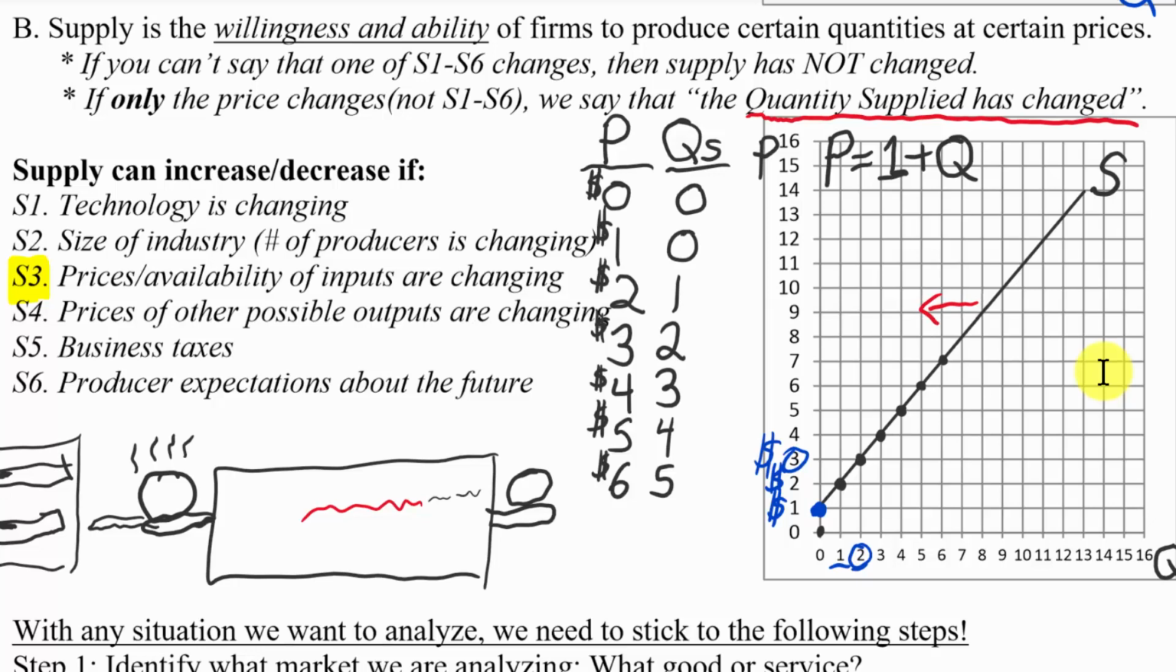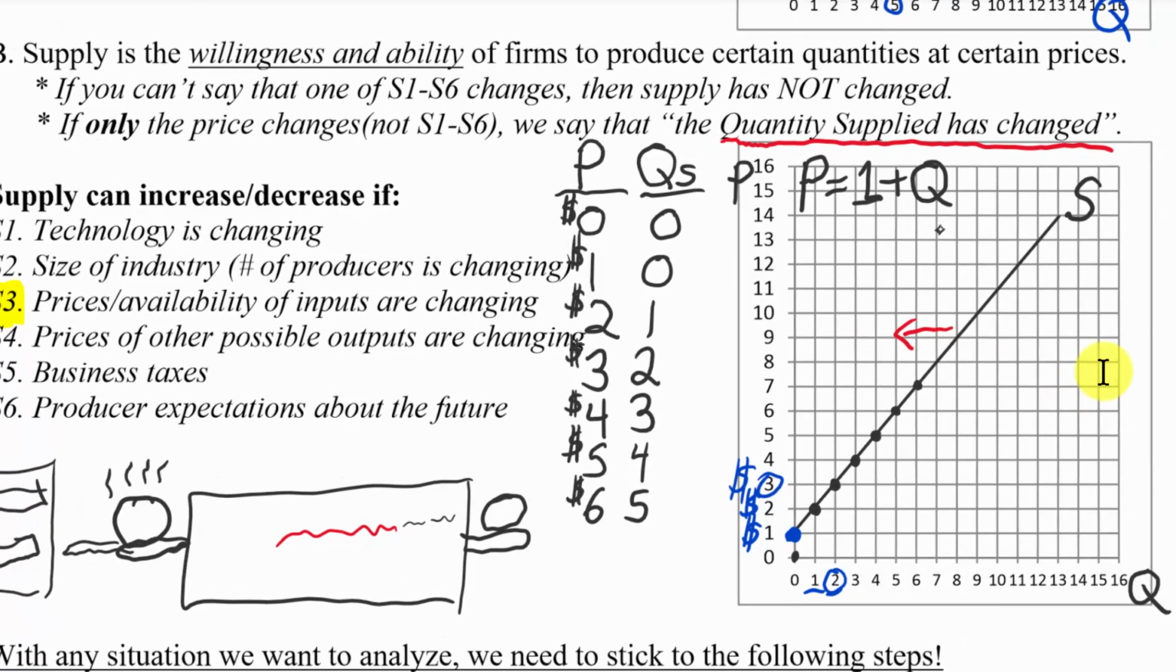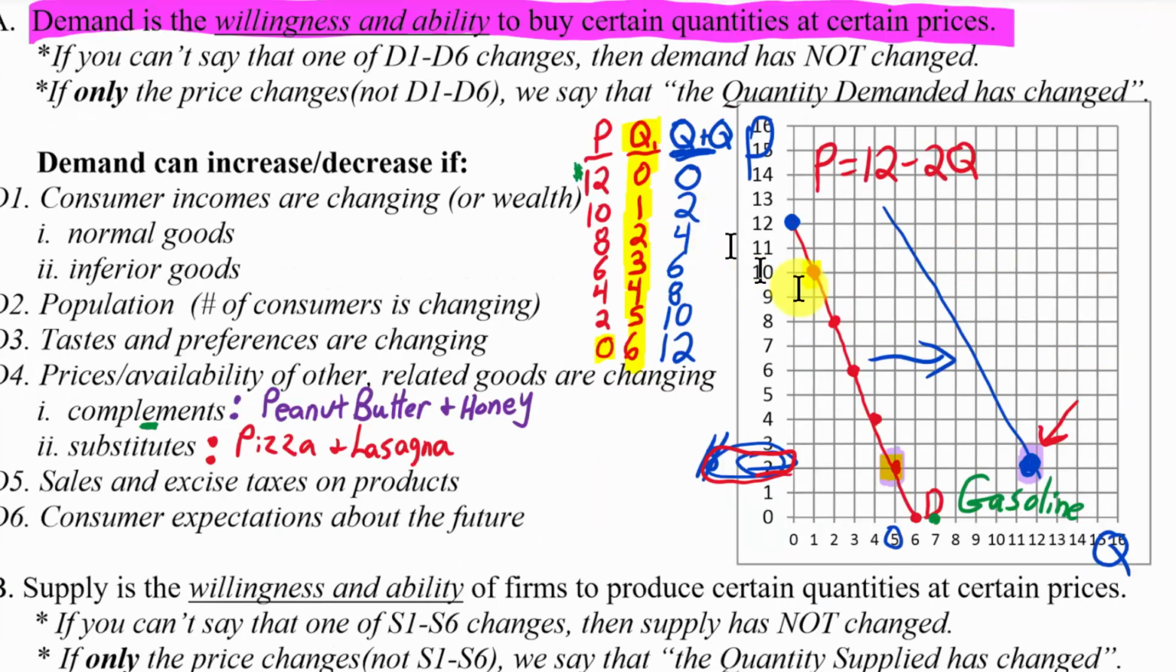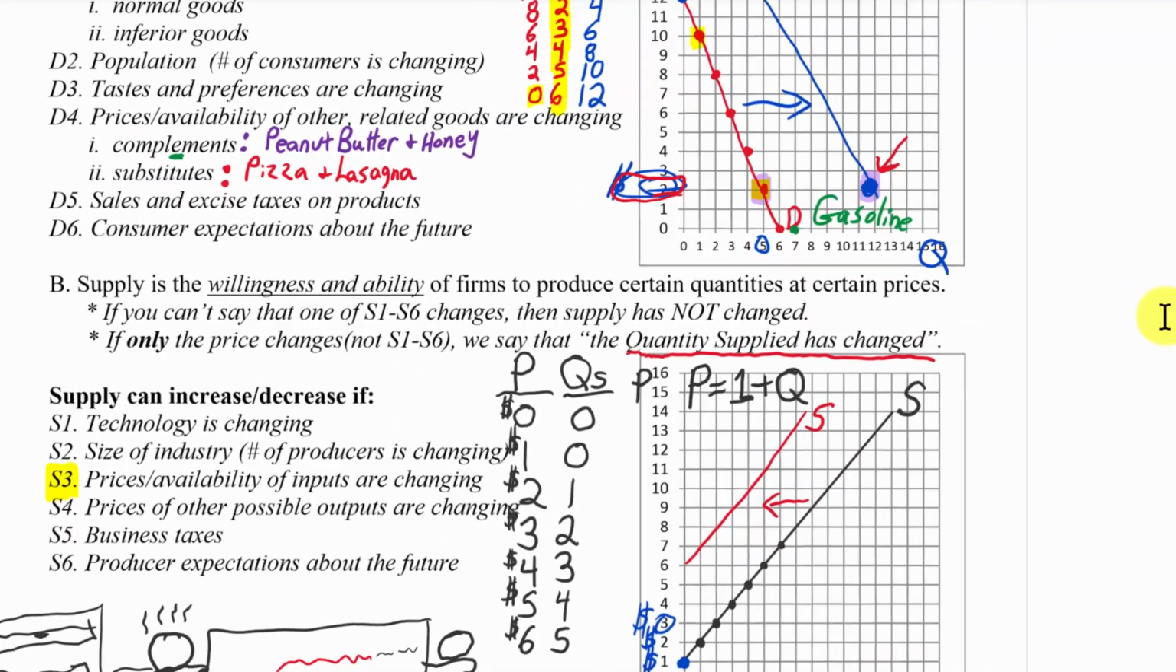So a shift to the left is always a decrease in supply, and a shift to the right is always an increase in supply. Same thing with demand, by the way. A shift to the right is always an increase, like in this one. This shift to the right is an increase in demand. A shift to the left is a decrease in demand. Works the same way with supply.